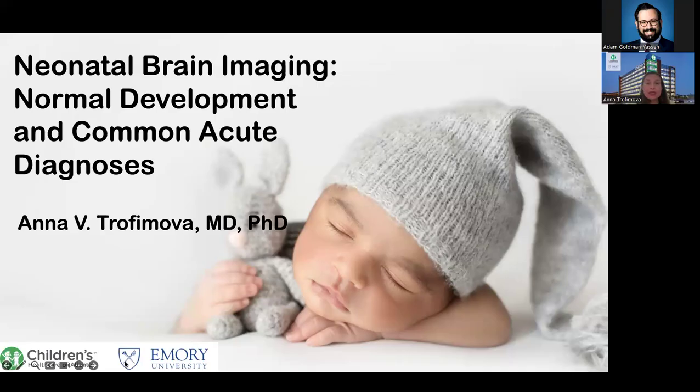on the topic of neonatal brain imaging. And of course, it's a very large topic. So today we're going to focus on some aspects of normal development that we can see on imaging of the neonatal brain, as well as going to discuss some common acute diagnoses.